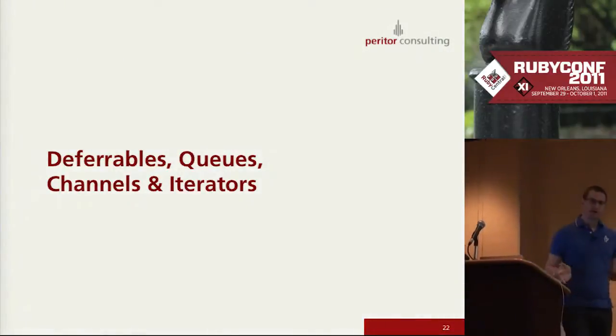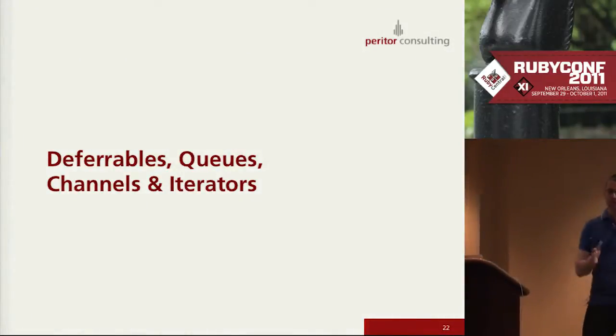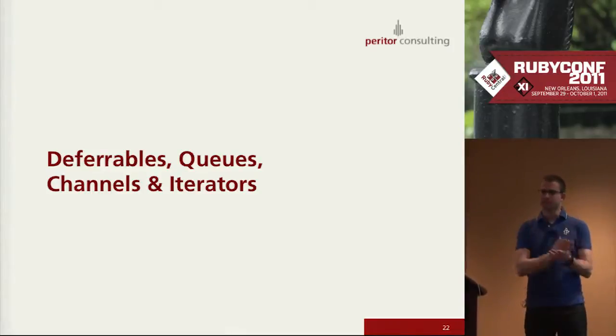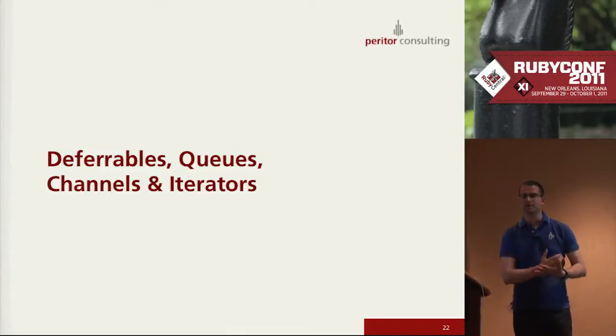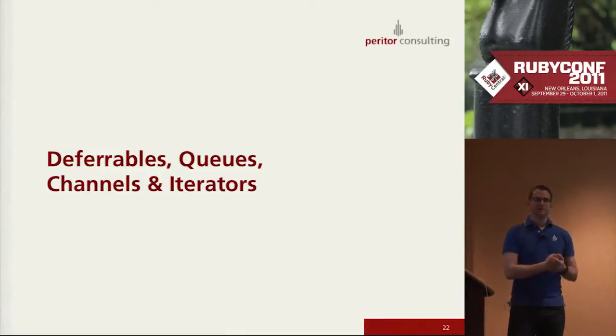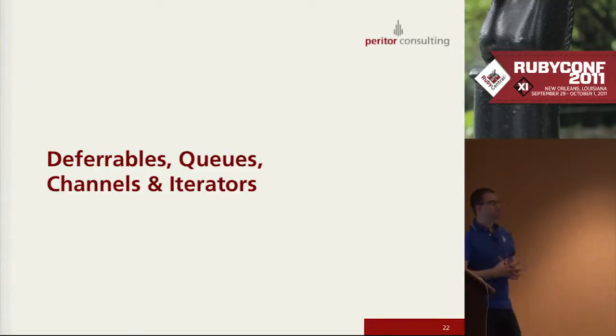And if I would stop here, those are pretty much the basics of Eventmachine: next tick, deferring, and then the typical callback stuff. So this is the simplest thing that you can do with Eventmachine.